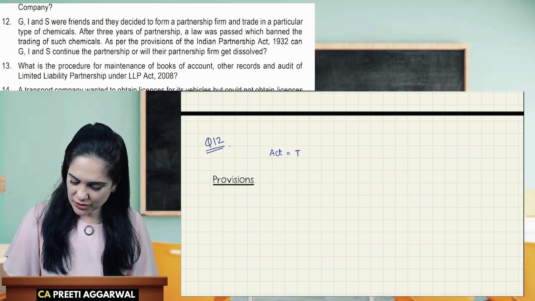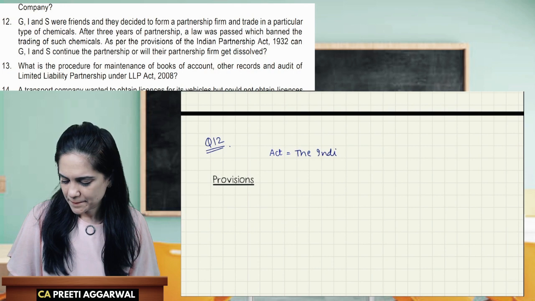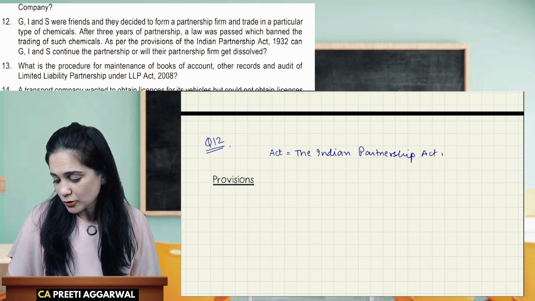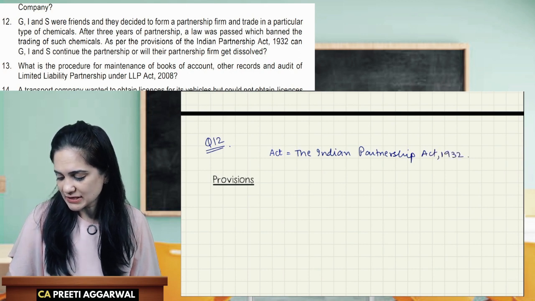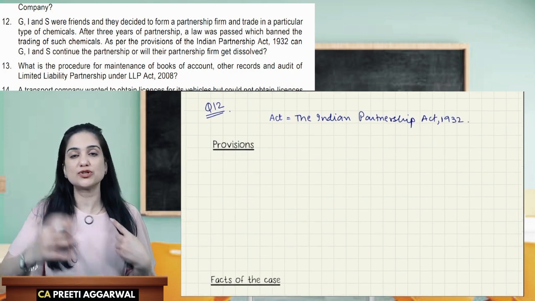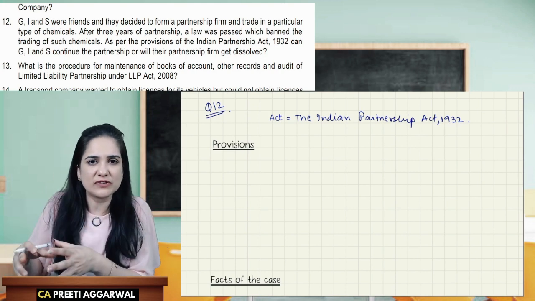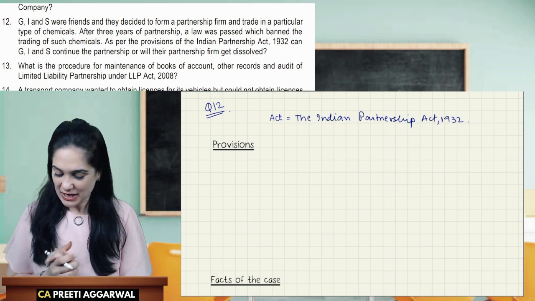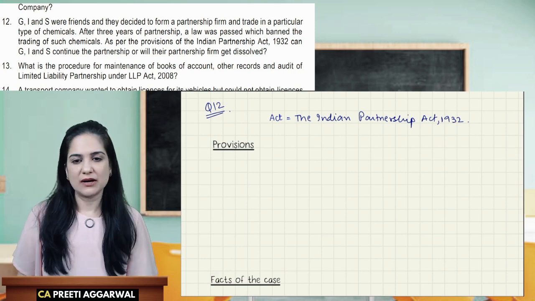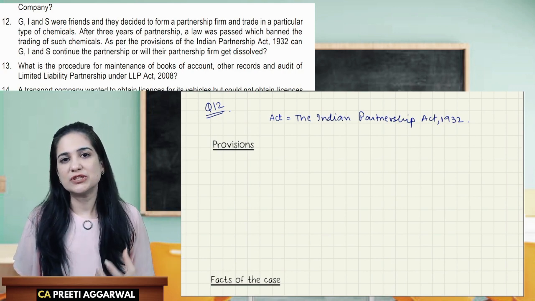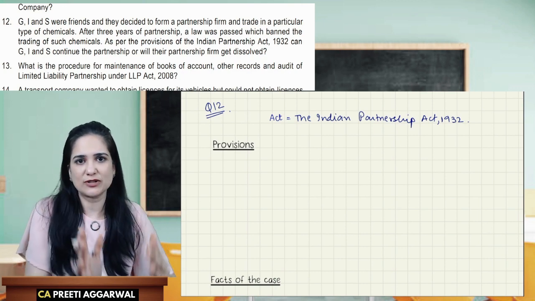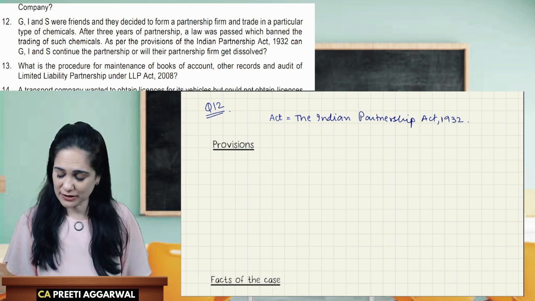So this question relates to the Indian Partnership Act 1932. Now I hope students you are getting a hang of it, how to answer the question, what is to be written in provision, what is to be written in facts of the case. This is how we discuss in the lectures also, that I teach students the method in which they should write the answers and how they should bifurcate provisions, facts of the case, analysis, and conclusion.